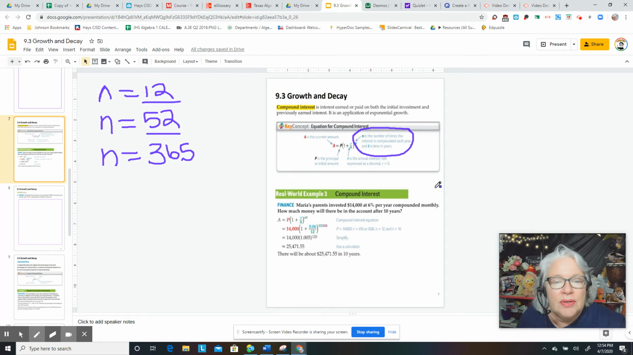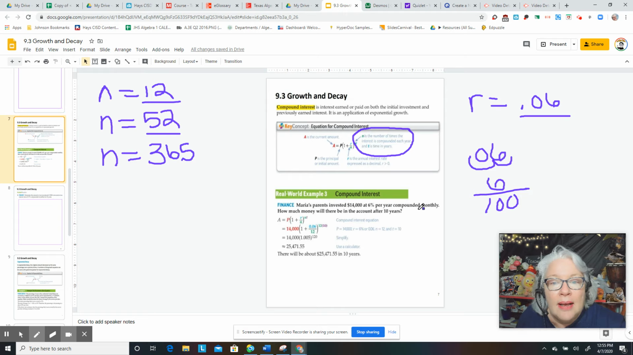If you look at example number 3 there, Maria's parents invested $14,000 at 6%. Remember, your rate is a decimal. 6%, 0.06. How did I get that? I took my 6, moved my decimal 2 spaces, or I took my 6 and divided by 100. Compounded monthly. How many months in a year? 12 months in a year. How much money will there be at the end of 10 years?